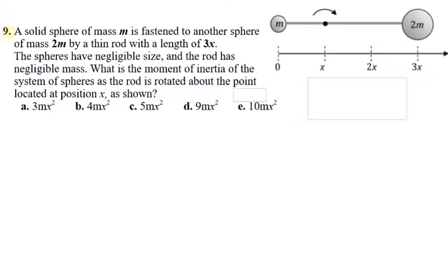So here's the first question that I want to look at with you. A solid sphere of mass m is fastened to another sphere of mass 2m by a thin rod with a length of 3x. The spheres have negligible size and the rod has negligible mass. What is the moment of inertia of the system of spheres as the rod is rotating about the point located at position x as shown?